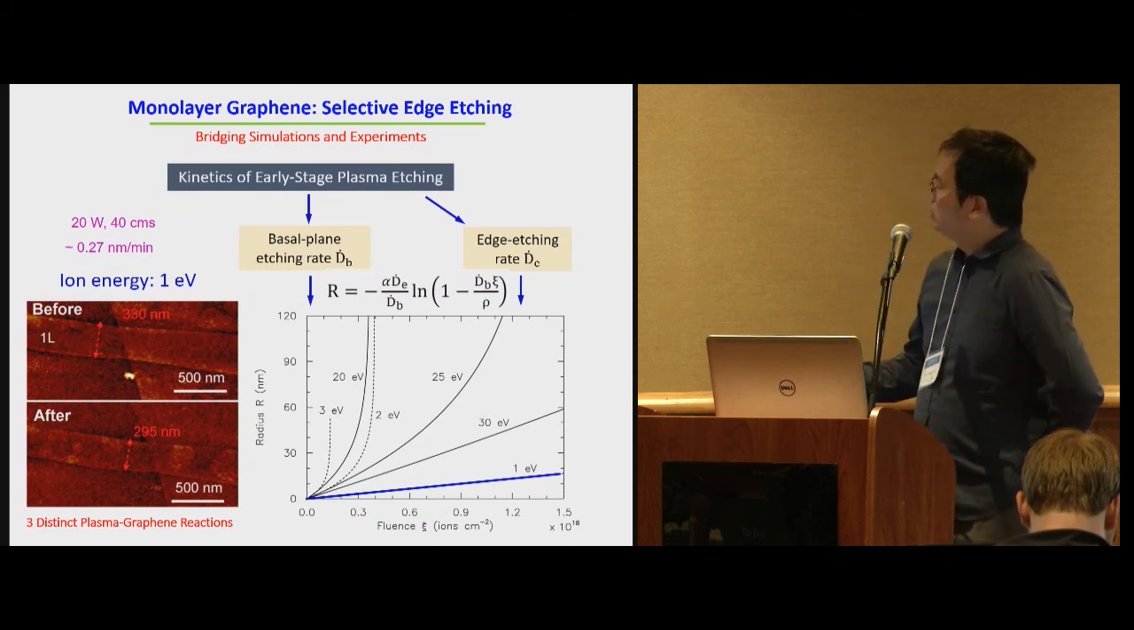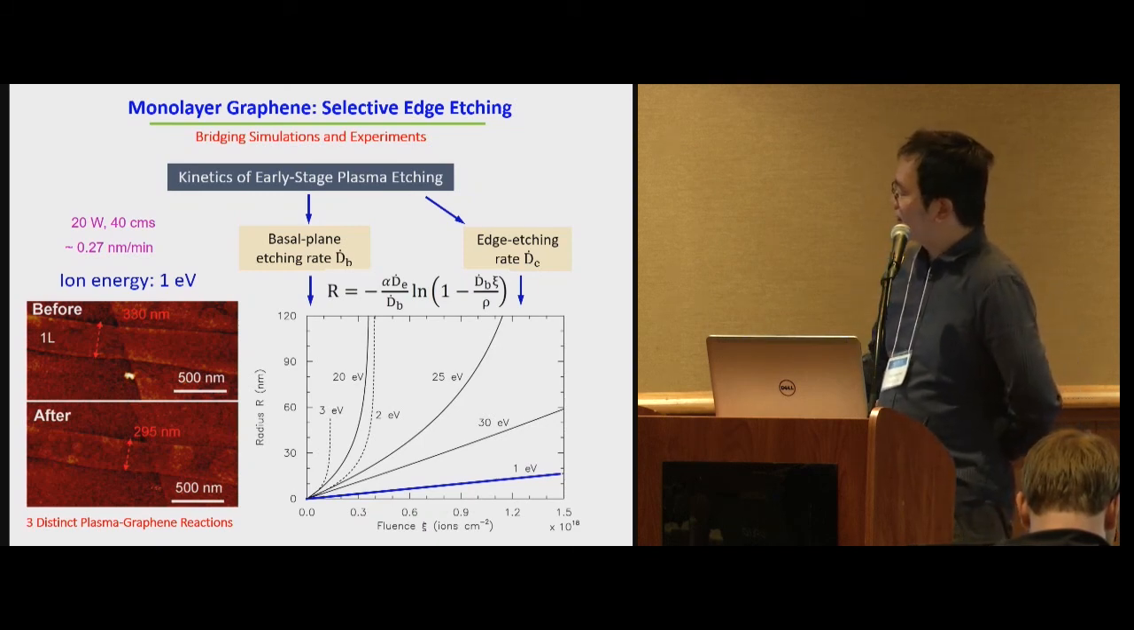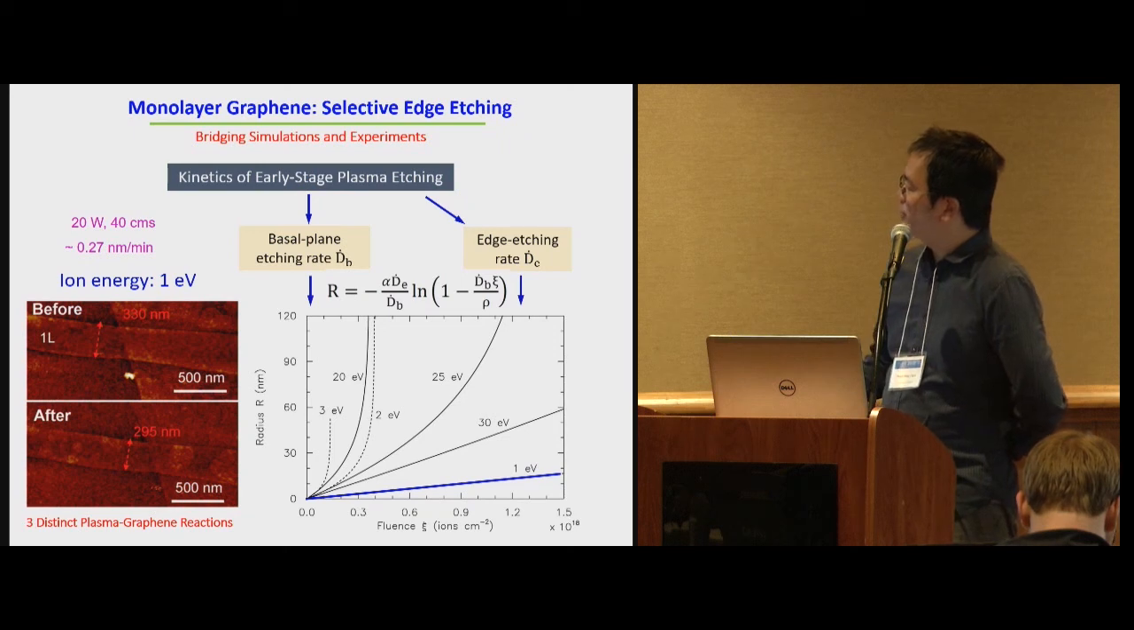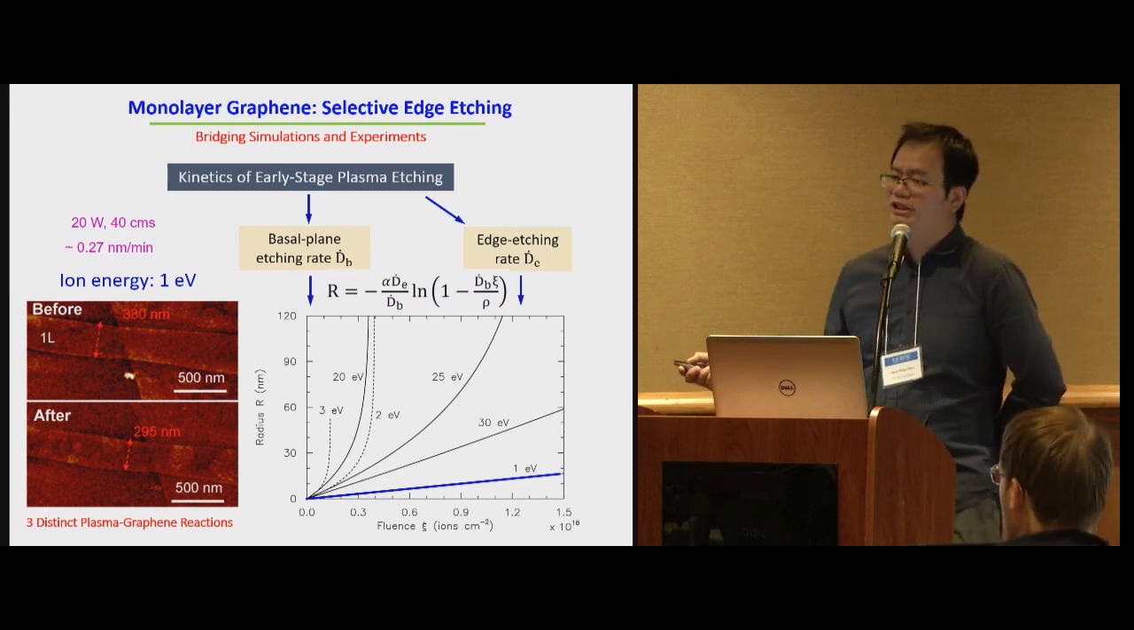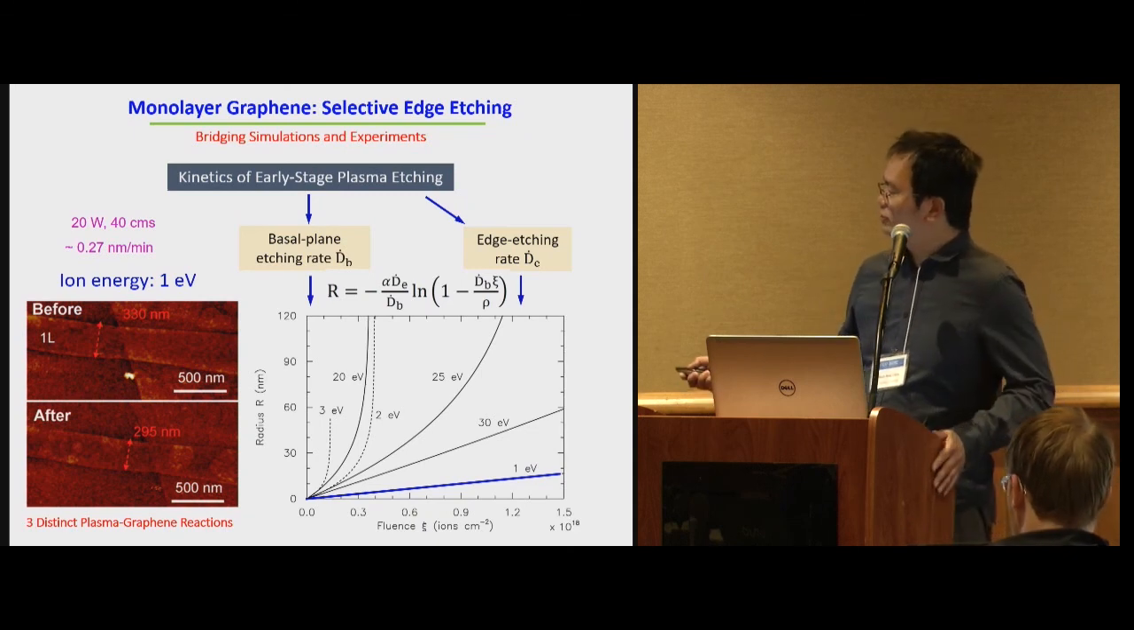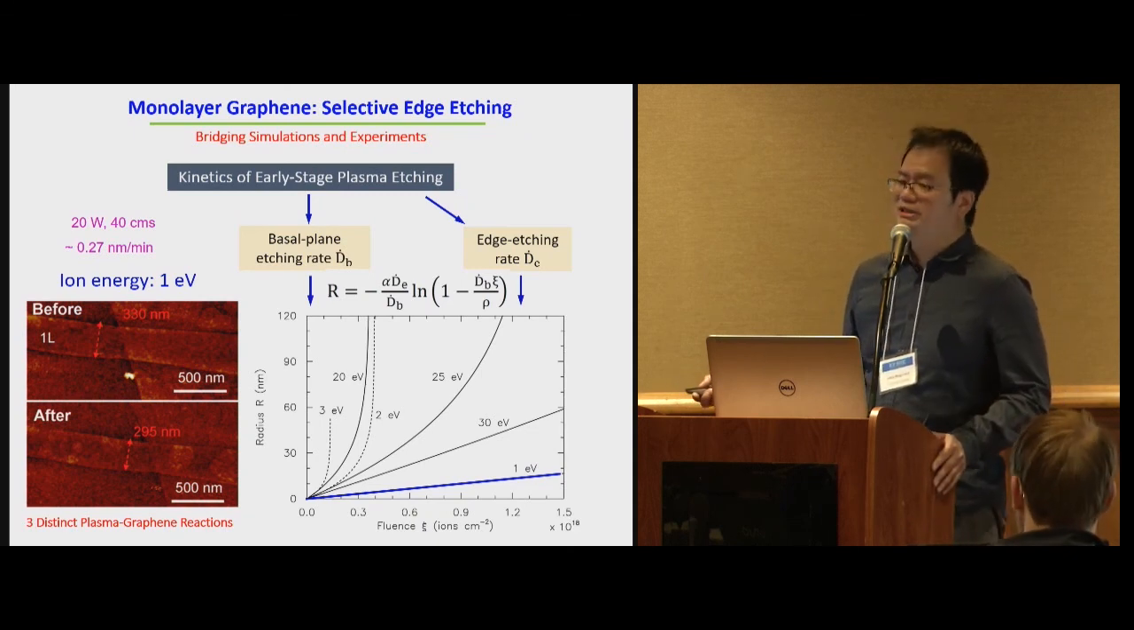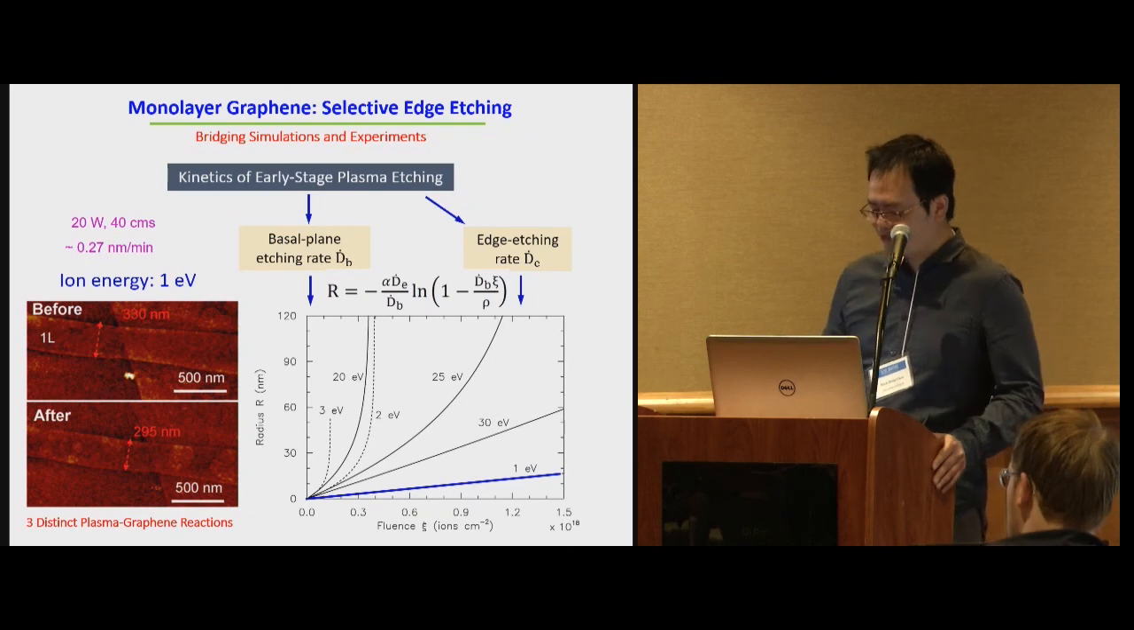So at low ion energies of, let's say, 1 electron volt over here, dB is extremely small, almost 0, and this term drops out, and we get this linear increase in hole radius with fluence. So essentially, there's nothing but selective etching of the edges of graphene nanoribbons without any damage to the basal plane. That's at very low ion energies.